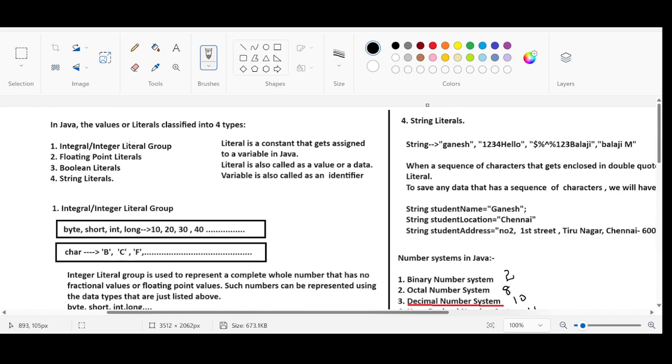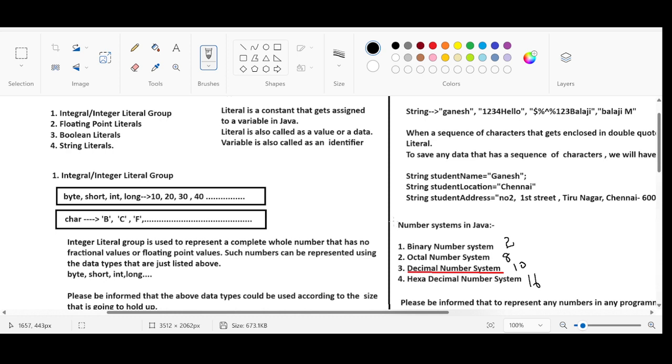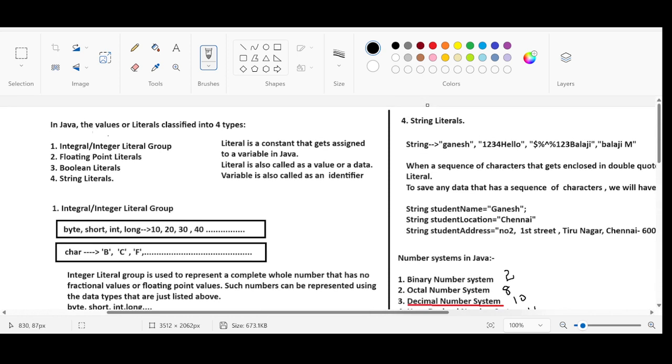Okay, in the previous class, we discussed Java literals. Let us do a small recap before proceeding with the new topic, which is called number systems. The literals are classified into 4 types. One is the integer literal group, which we can also call the integral literal group. Then floating point literals, Boolean literals, and string literals.